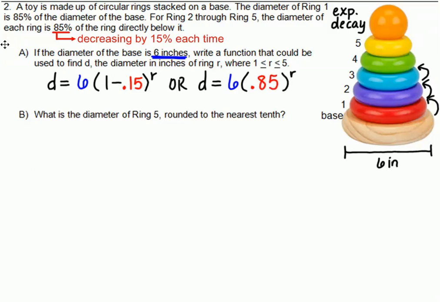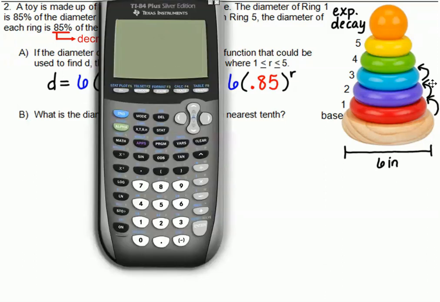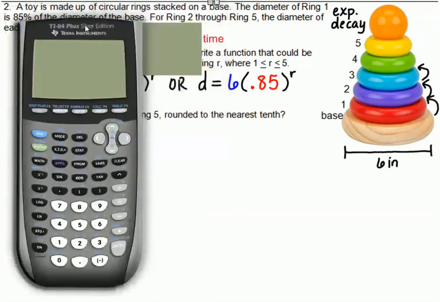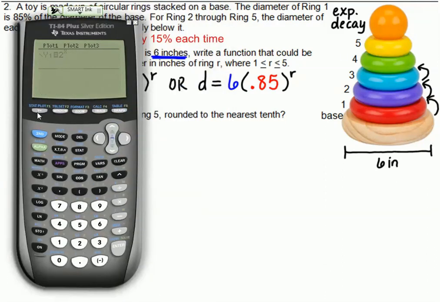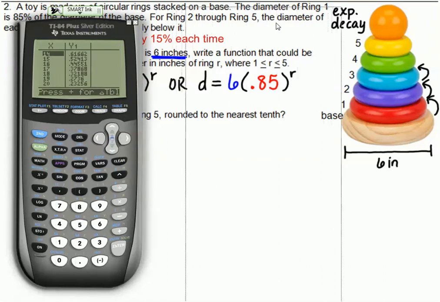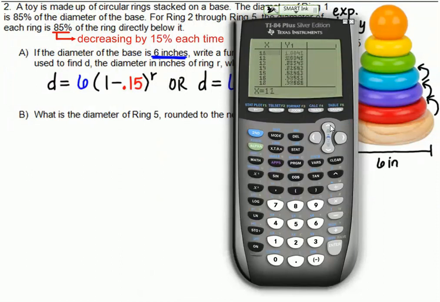All right, part B, what is the diameter of ring 5 rounded to the nearest tenth? There's 2 ways of working this problem. One way is to take our equation and put it in y equals, using an x for our exponent. And then we can go to our table and find ring 5 where x is 5. Okay, so that's here and we're supposed to round to the nearest tenth.